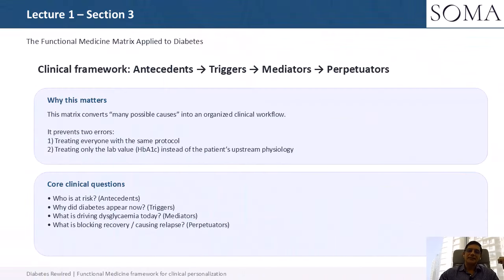Now that we understand that diabetes is a systems disease, the next question is practical. How do we organize our clinical thinking so we don't get overwhelmed? Because when we start looking upstream, there are many possible causes, many possible pathways, and many possible interventions. And functional medicine solves this problem with a simple but powerful framework: antecedents, triggers, mediators, and perpetuators. This is sometimes also called the functional medicine matrix, and I want you to treat it just like a clinical checklist. I will repeat these 4 words: antecedents, triggers, mediators, and perpetuators.